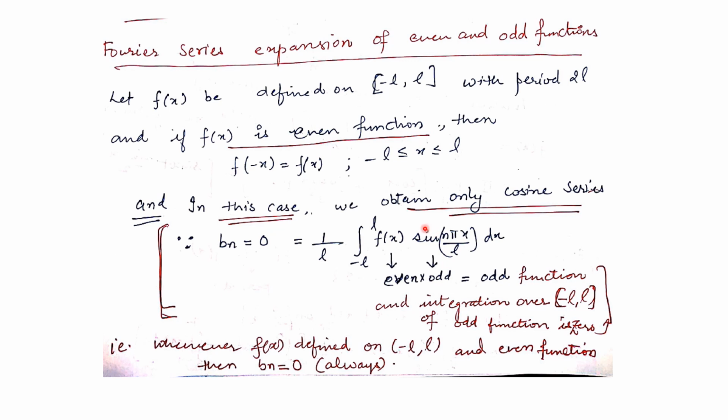Okay, so whenever we have an even function on the interval minus L to L, then the bn's are always 0, meaning the sine terms are 0. So we will get only the Fourier cosine series. Whenever the function is even, we obtain only the Fourier cosine series, meaning we get the values of a0 and an's. Bn's are always 0. No need to find the value of bn's. Just find the value of a0 and an, substitute in the series, and you will get the Fourier series.